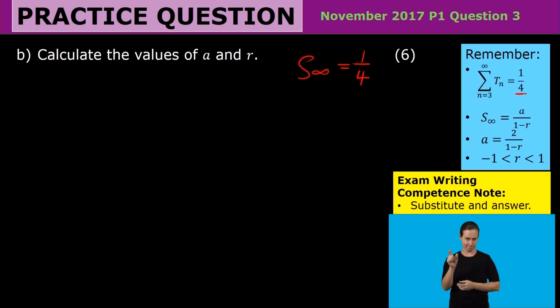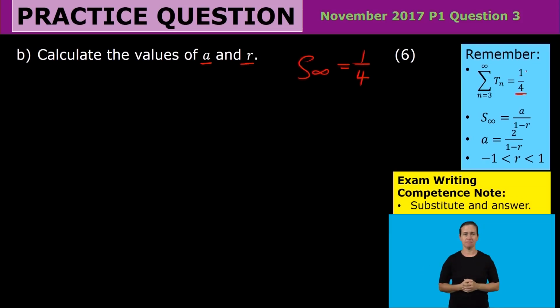Then we also did calculate that a in terms of r was 2 divided by 1 plus r, and of course we know that when it comes to the sum of infinity, the formula there is going to be a divided by 1 minus r. So we need to take all this information and put it together so that we can find the values of a and r. So let's start with the sum of infinity.